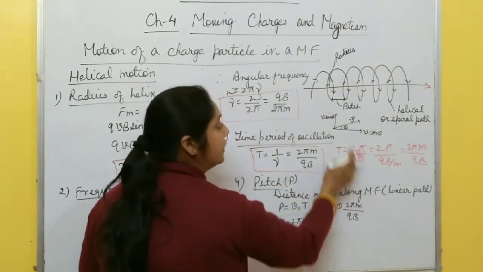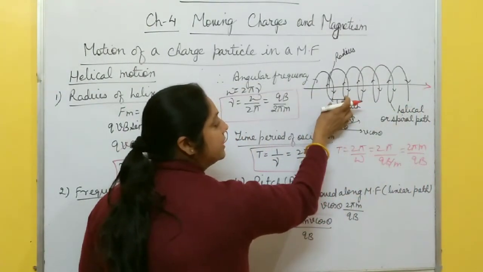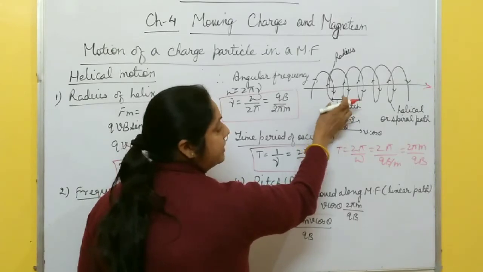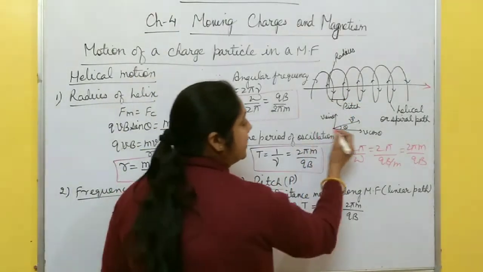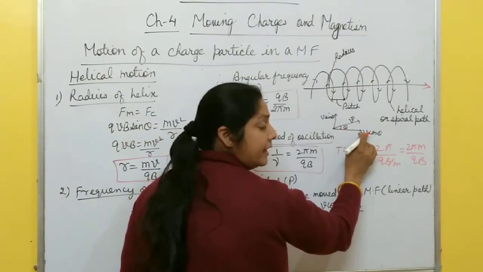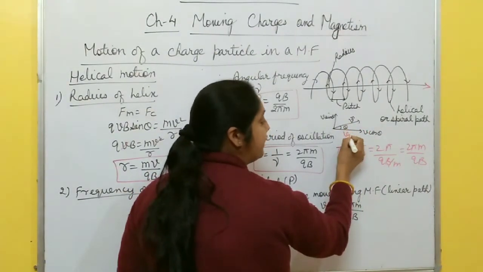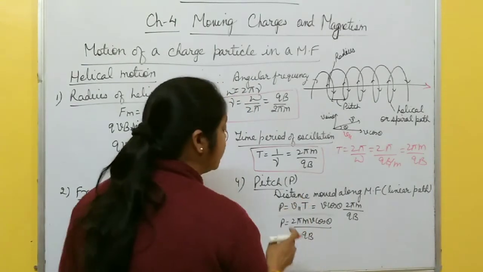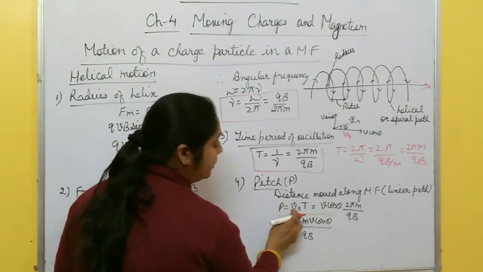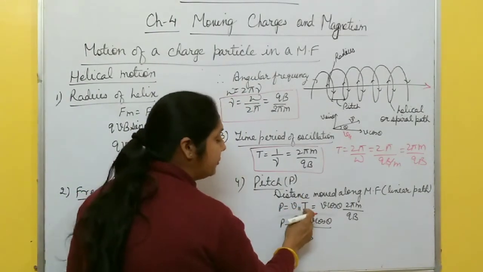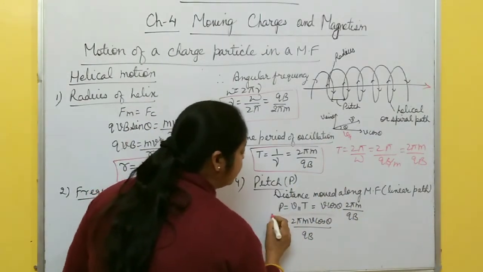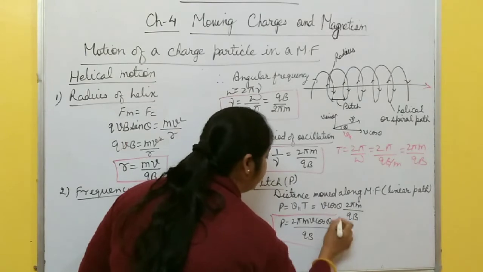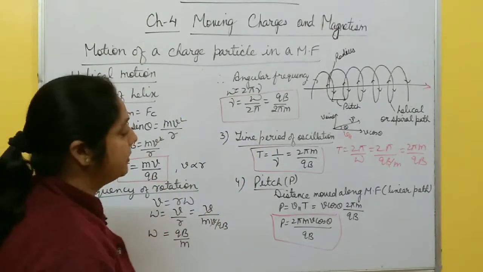So distance moved along the magnetic field means this linear distance. This is called pitch, and it is in the direction of the magnetic field. Which component of V? V parallel, which means V cos theta. So pitch is equal to V parallel into T. V parallel is V cos theta, T is 2 pi m by QB. So you get pitch equal to 2 pi m v cos theta by QB.